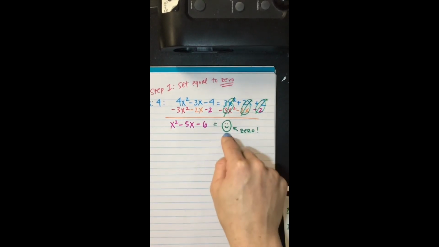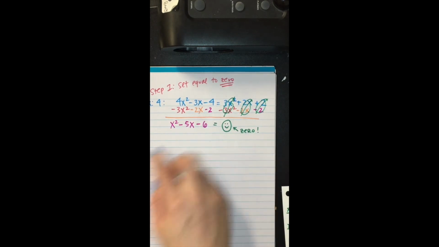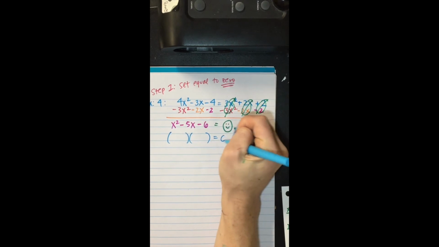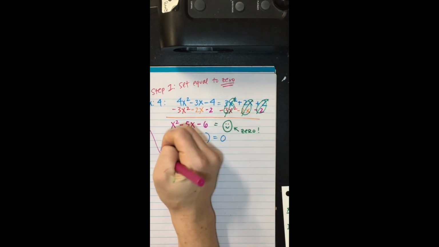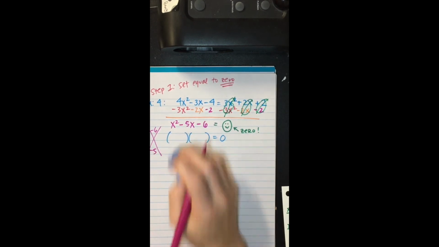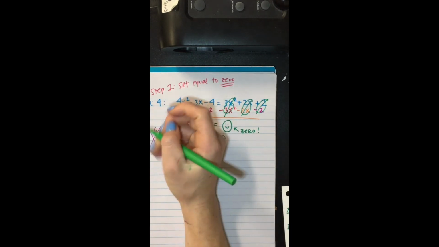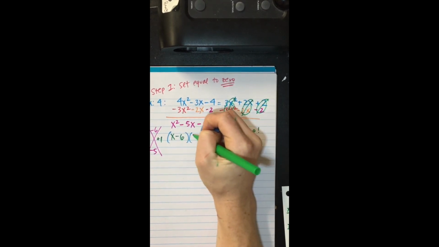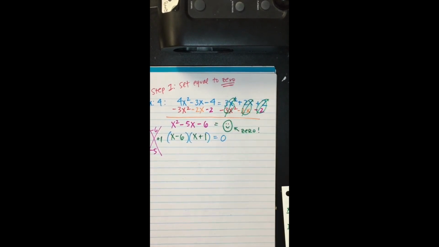Zero product property. I have the 0, but I don't have the product yet. So I need to factor this so that I have the product of two things equaling 0. What multiplies to negative 6 but adds to negative 5? I have, let's see, negative 6 plus 1. So x minus 6, x plus 1.